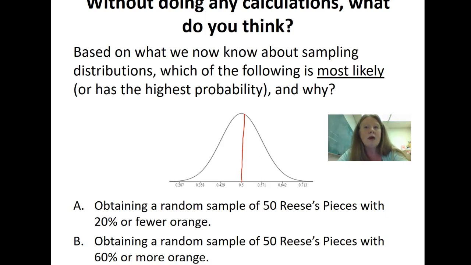Now I want to know what's more likely, meaning which of these two things has the highest probability of occurring and why. Is it more likely that you would get a sample of 50 Reese's Pieces where 20% or fewer of the candies are orange? Or is it more likely you'd get a random sample of 50 candies where 60% or more are orange?